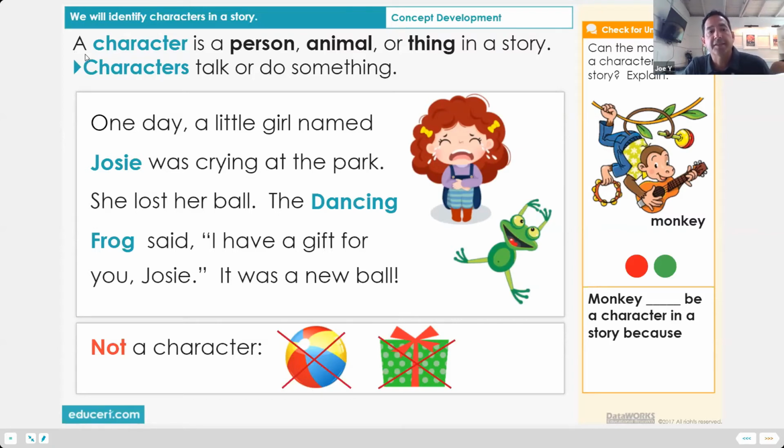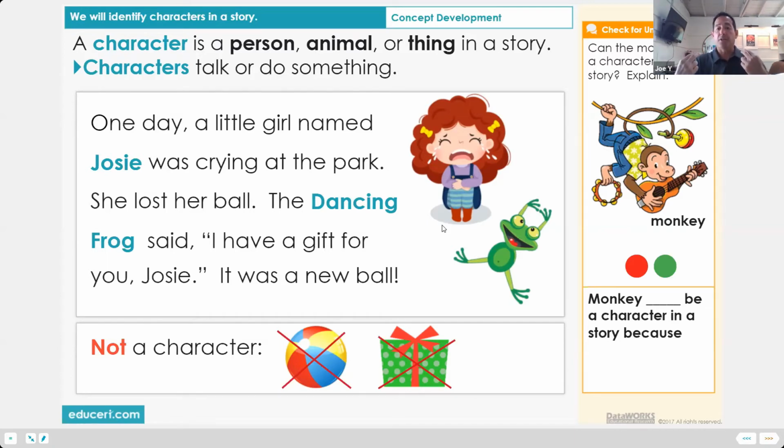My turn, class. A character is a person, animal, or thing in a story. Your turn, class. Everyone at home, read with me. Ready? 1, 2, 3. A character is a person, animal, or thing in a story. Oh, you know how I'm going to remember that, everyone? Everyone do this with me.